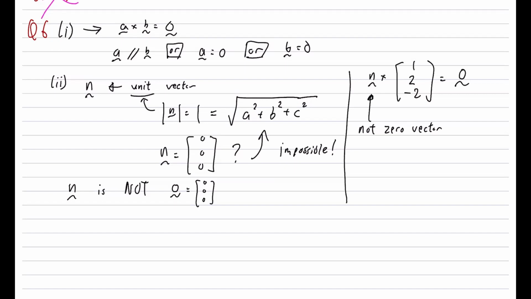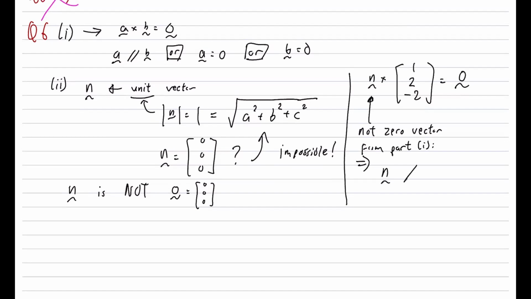which then implies that using part 1, vector n is parallel to vector 1, 2, negative 2, which means that vector n is equal to k times of 1, 2, negative 2. Is that okay? Yeah. Okay, good. So in that case, if we know that they are parallel, then what do we want? Here they are telling us to find a unit vector n. So how can we do that?